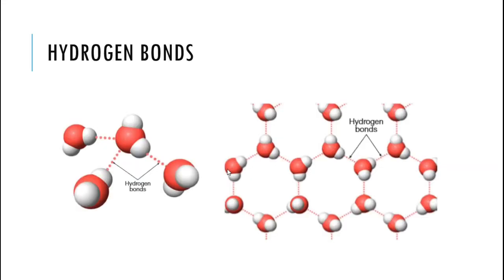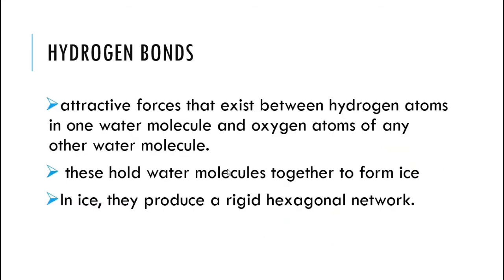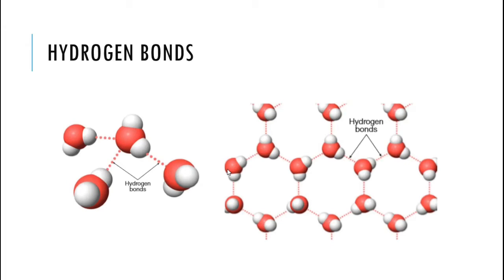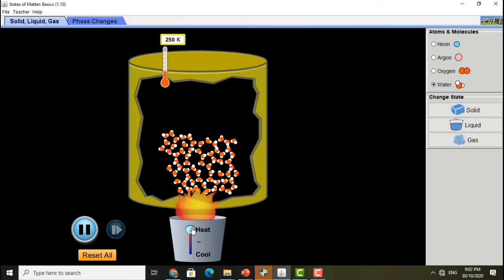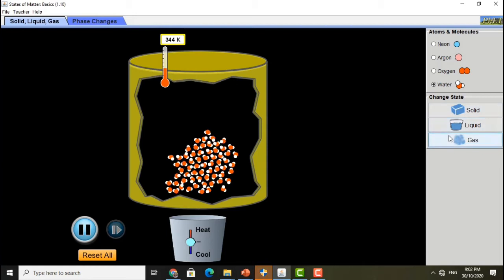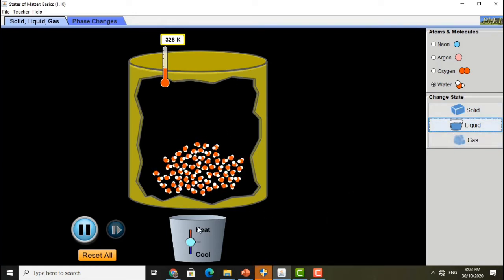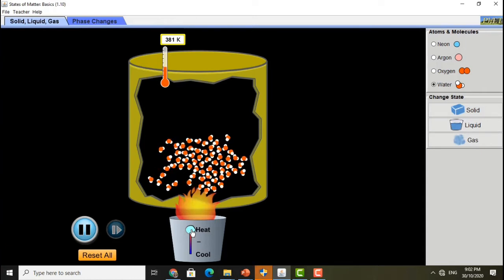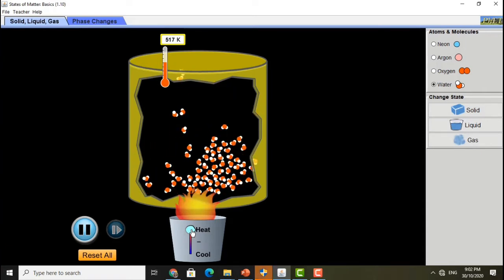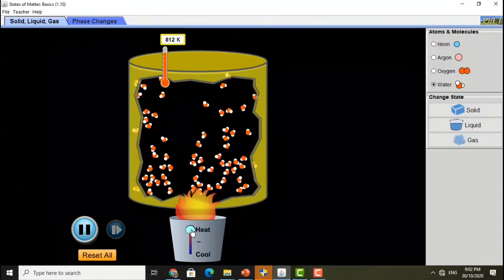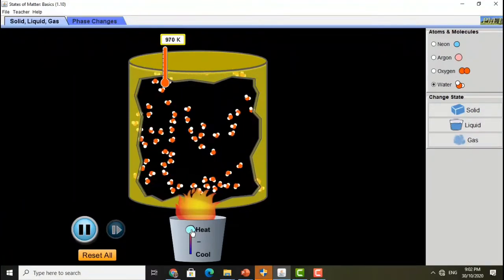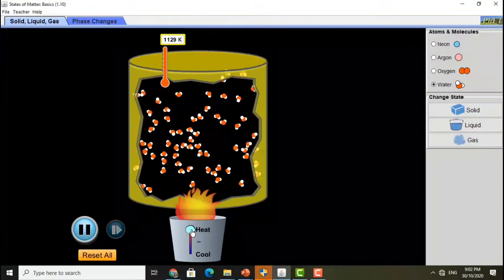So I want you to look at this one. This would be the hydrogen bonds of water in ice. So let's take a look at an animation. Okay, so I want you to look at the animation for this one. So let's have liquid water. As you can see here, as you increase the heat, water molecules will be moving faster and faster. So there's an increase in volume as you increase the heat. So we can say that water expands.